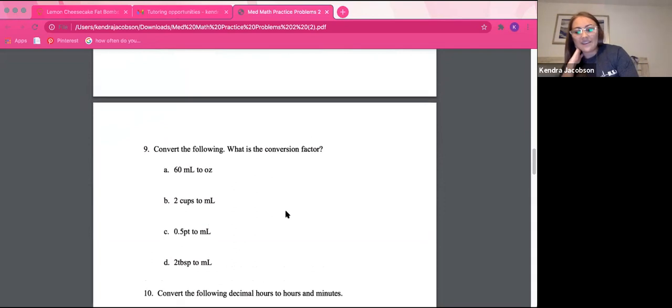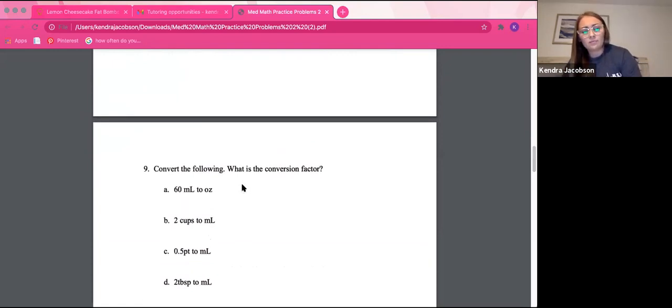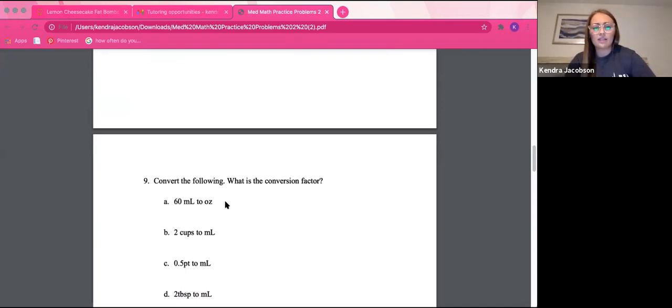Okay, so these conversion factors are not as fun. I am going to go through these ones just so you guys know what the conversion factors are. I'm also going to try to send these papers out for you guys as well. The first one we're going to look at is 60 milliliters to ounces. I'm going to tell you guys the conversion, and I want you to try to calculate it out, okay? So for 1 ounce, there's going to be 30 milliliters.